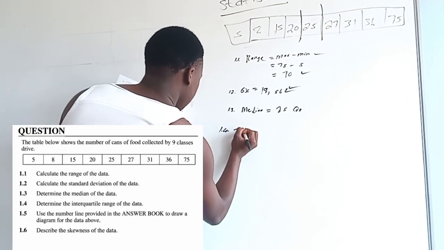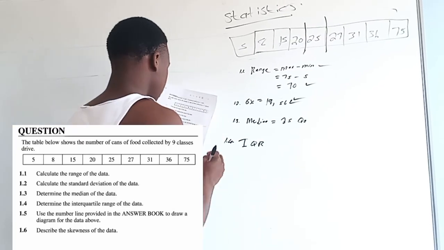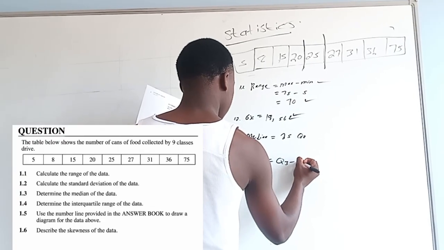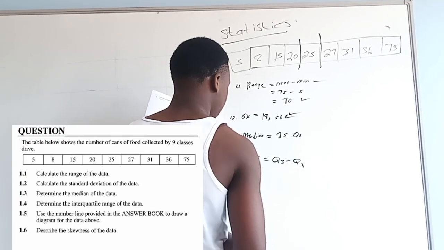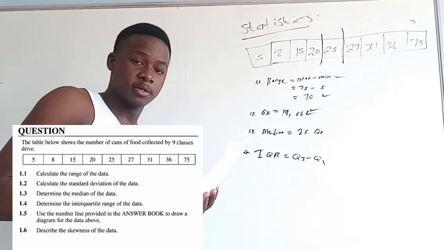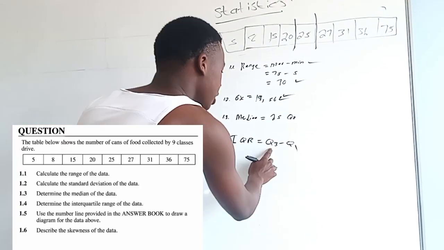1.4, okay, and then the interquartile range of the data. So the interquartile range of the data is equal to Q3 minus Q1. So guys, how do we determine Q3 and Q1?